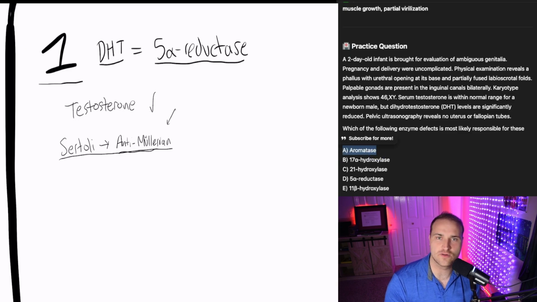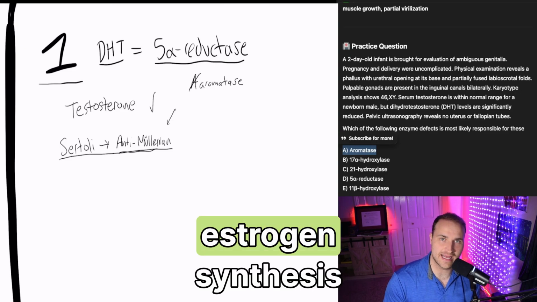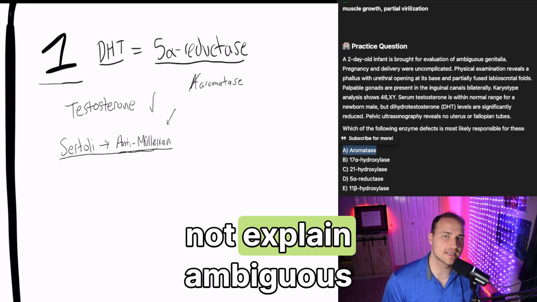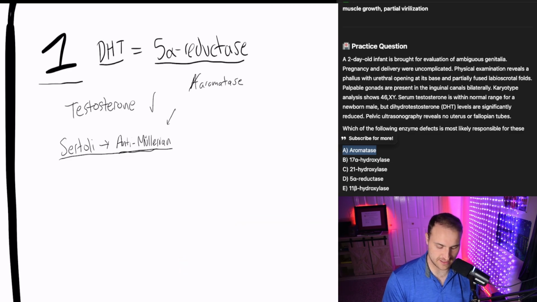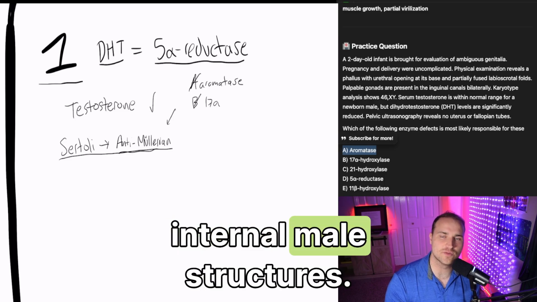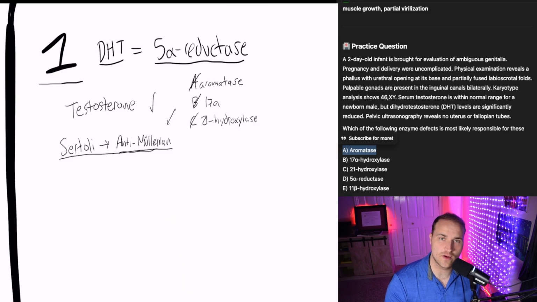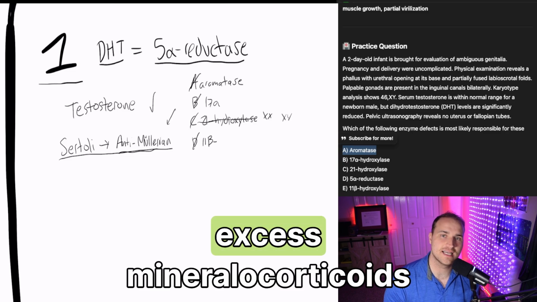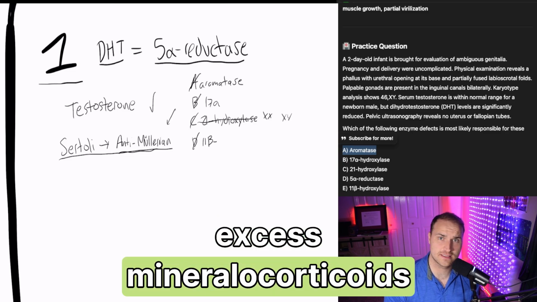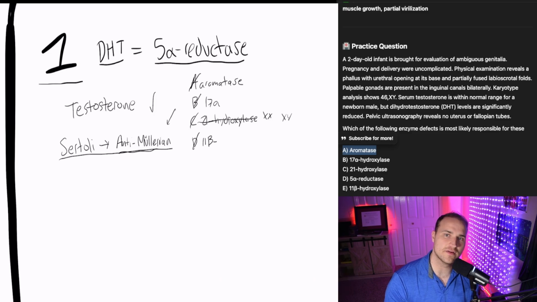Now, why is the answer not aromatase? It's important to know why the other ones are wrong. So aromatase, that's a key enzyme in estrogen synthesis, and deficiency would not explain ambiguous genitalia with low DHT. B, 17-alpha hydroxylase, that would lead to low androgens and ambiguous genitalia, but it also causes hypertension and underdeveloped internal male structures. Why is it not 21 hydroxylase? Well, that would cause excess mineralocorticoids and androgen production, typically virilization with hypertension, not under-virilization.